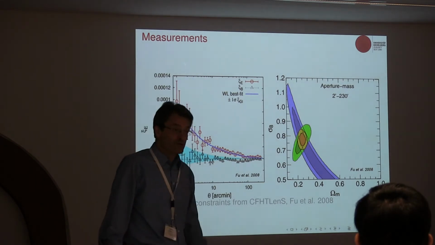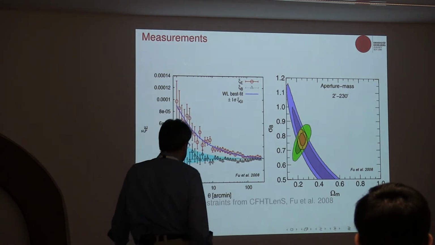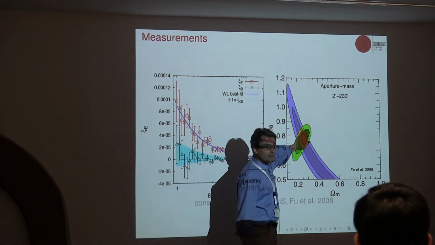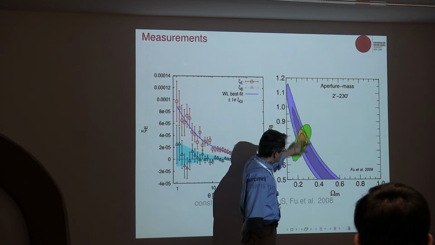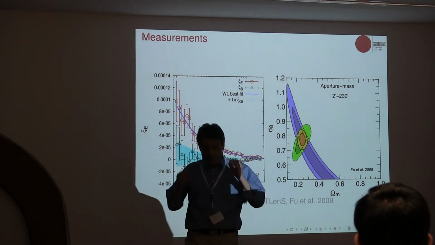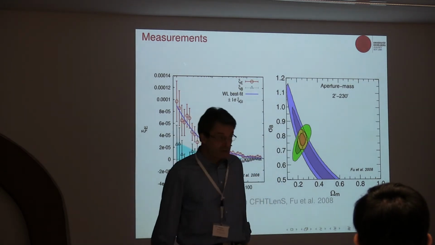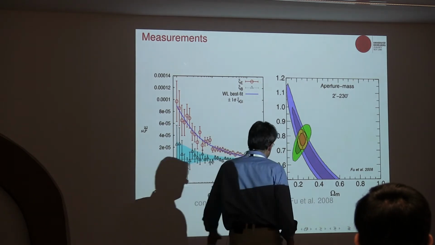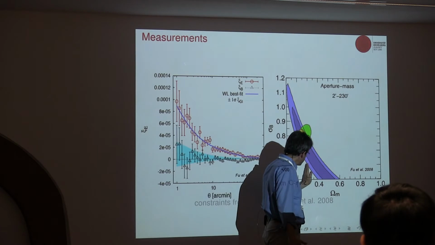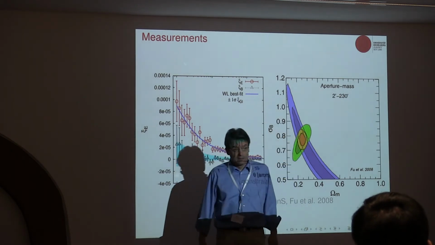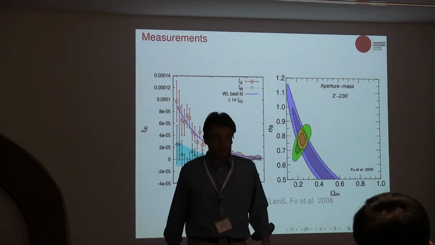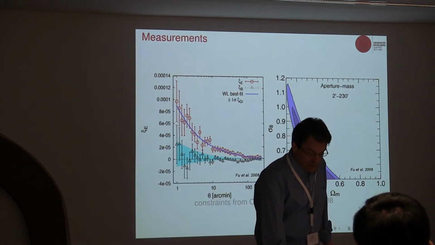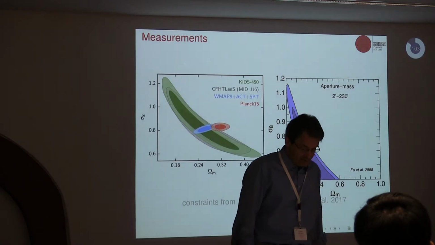But then you can, of course, combine the lensing signal with other cosmological data, for example, from the cosmic microwave background. And then, of course, the overlap region in the parameter space shrinks dramatically. And you see, again, consistency with the earlier expectation that omega in the matter should be approximately 30% or a bit less than that. So that was the picture in 2008.